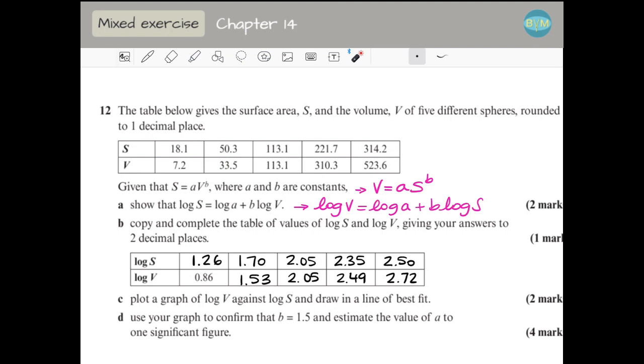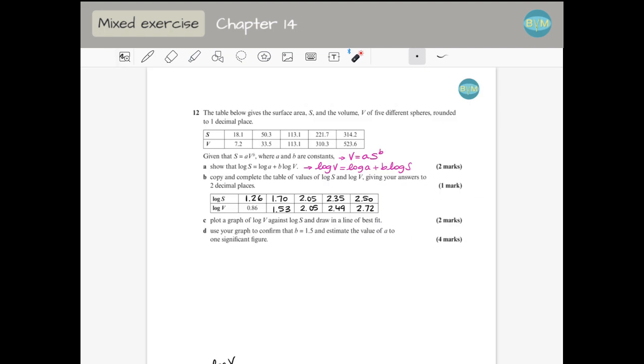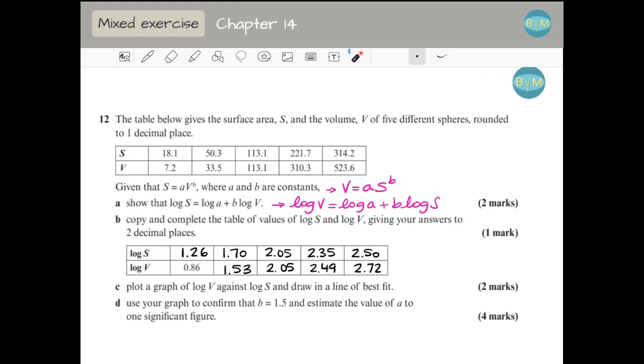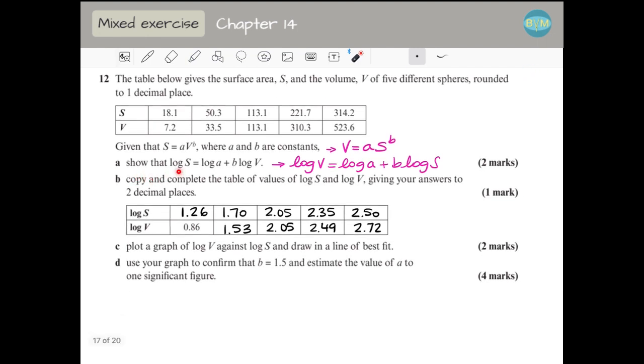So it's V equals A S to the power B. It could be corrected in more recent versions of the book. They have changed it. So if you have something different, I think this makes more sense. So log S is log A plus B log V, and again I think this should be the other way around. How will we show that?